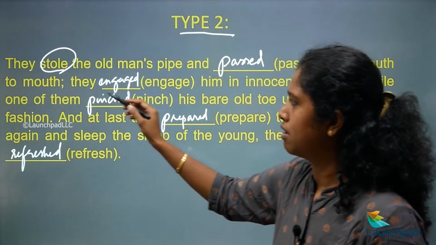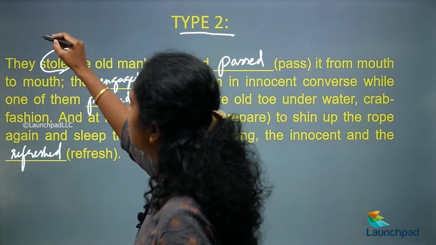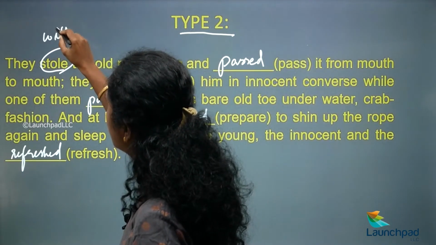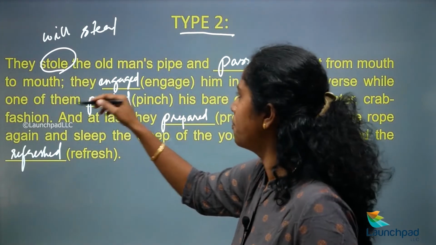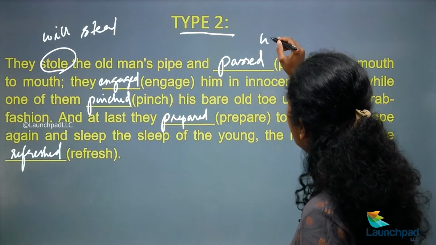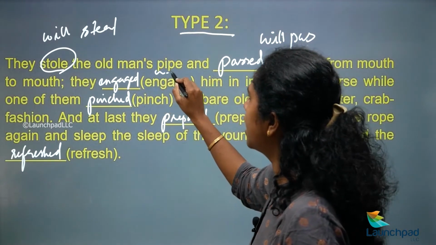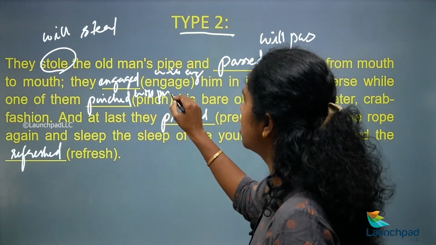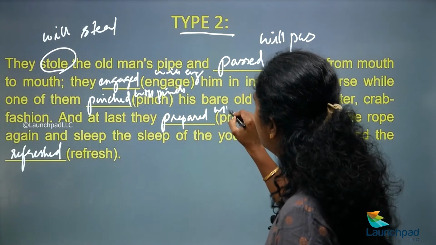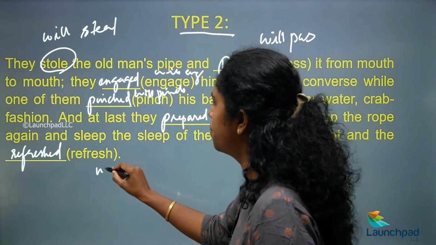Next, for example, in case it was "they will steal." So what will this become? This would have become "will pass," okay, and this will become "will engage." It's all in future. "Will pinch," yes, "will pinch," "will prepare," okay, and "will refresh," okay.